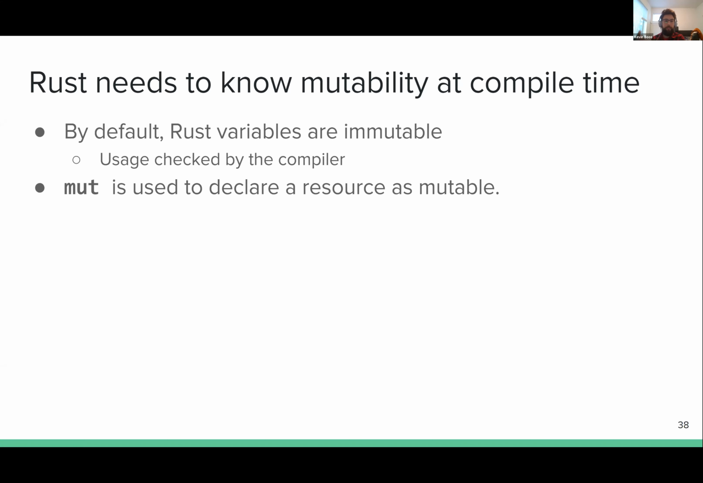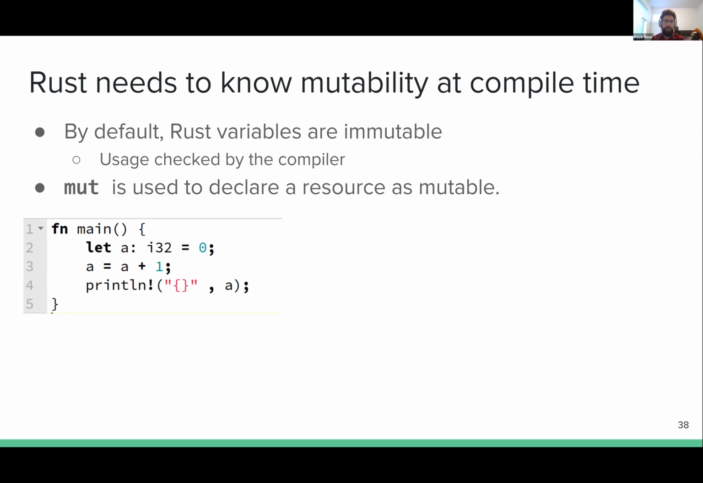One prerequisite to this is that Rust needs to know what is mutable and what is immutable at compile time. So by default, all Rust variables are immutable. I think I showed you that before. And then you use the keyword mut to declare something that is mutable. So here's a very simple example.